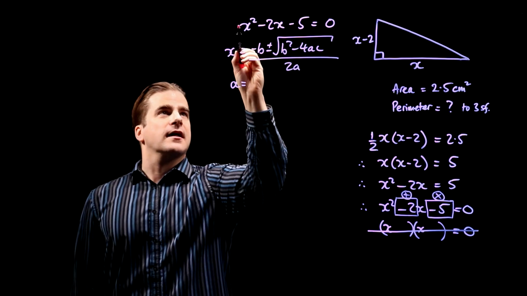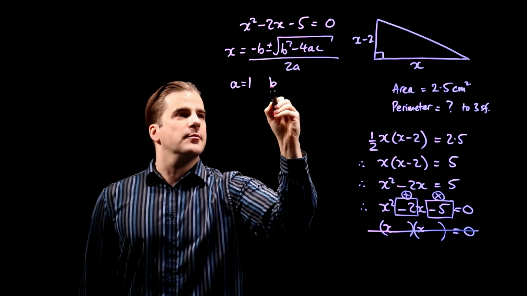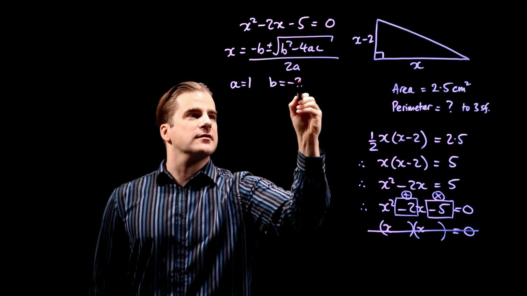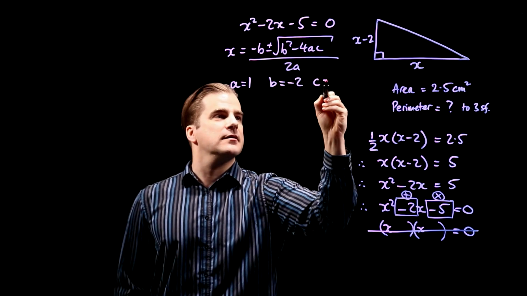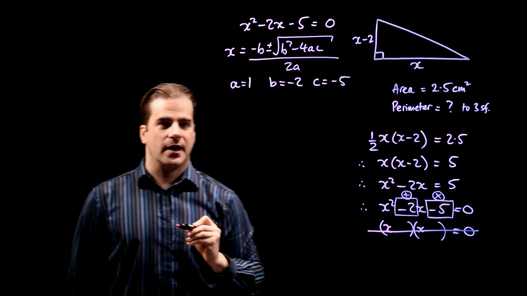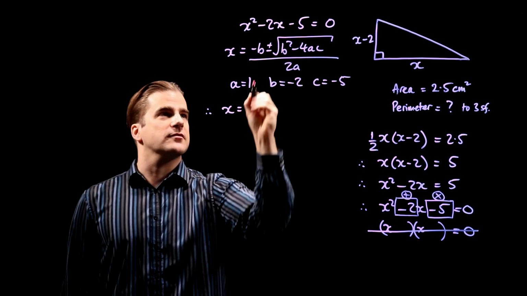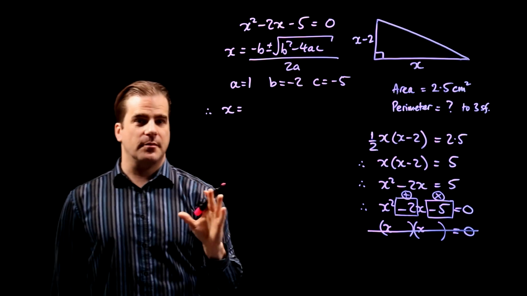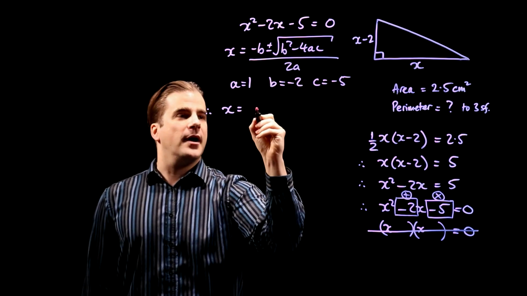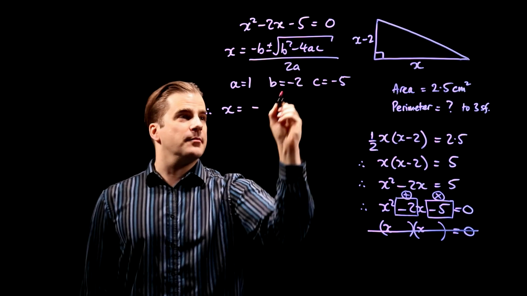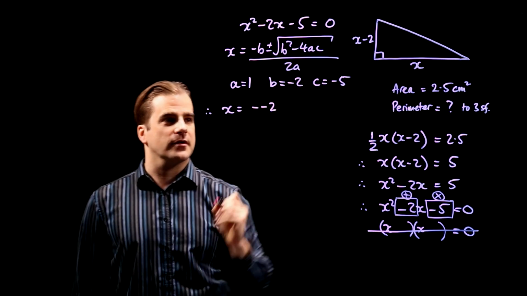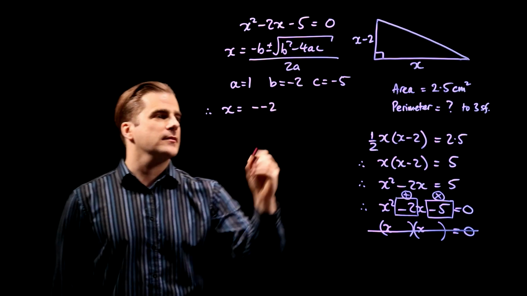Okay. A is that number, is 1. B is that number, is minus 2. C is that number, which is minus 5. Okay, stick them in. Therefore, x equals minus b. Don't make the double minus mistake. Minus b is minus, and b is minus 2. Minus 2. Okay, it's minus minus 2.